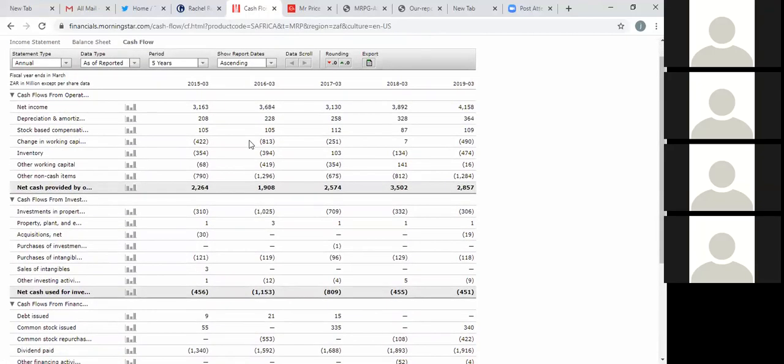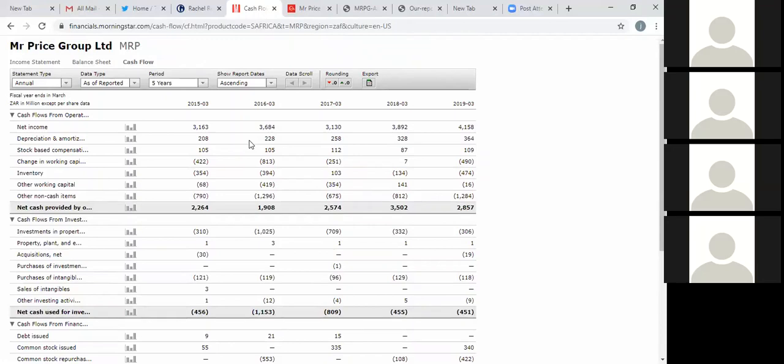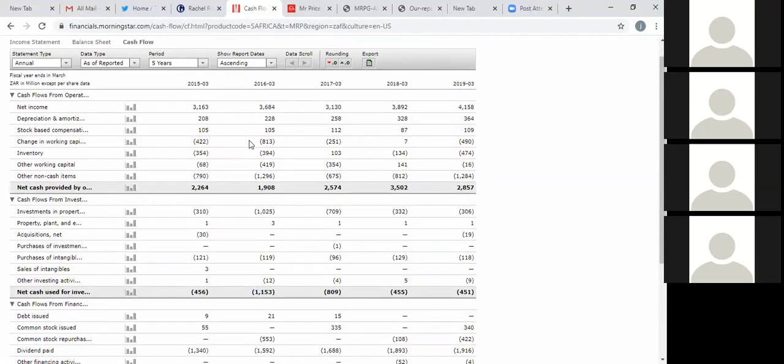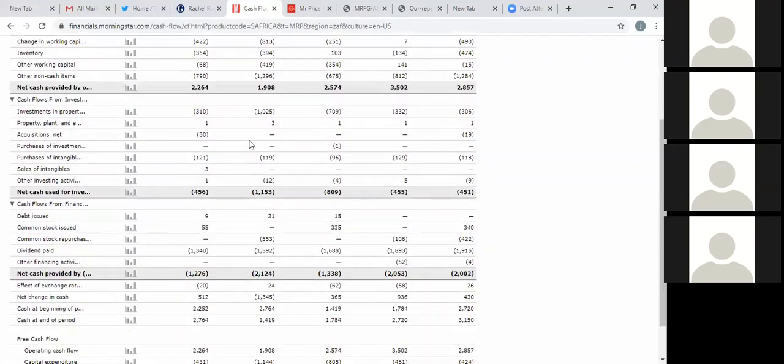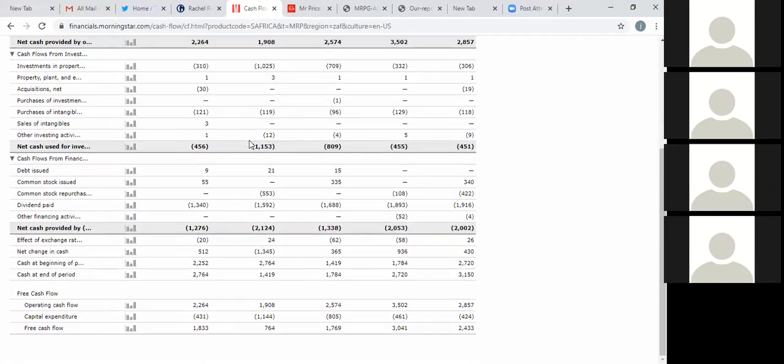Here is your cash flow. Net income, net cash provided, free cash flow, operating cash flow. These last three columns, I like these ones the most.